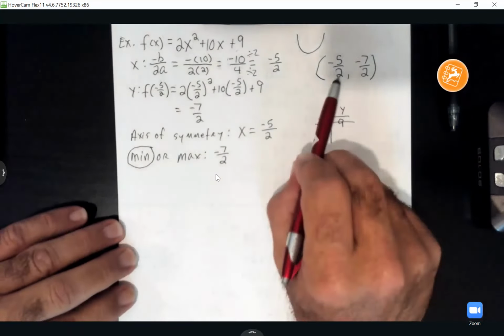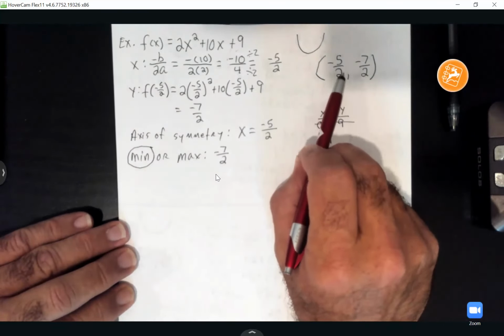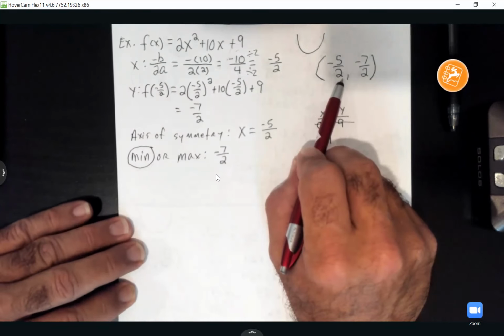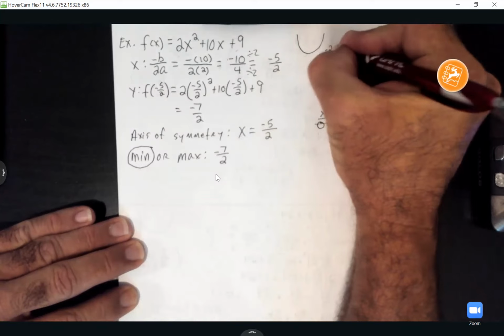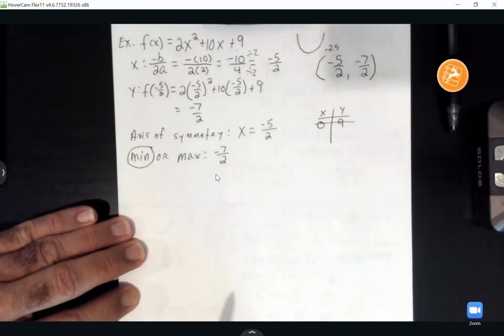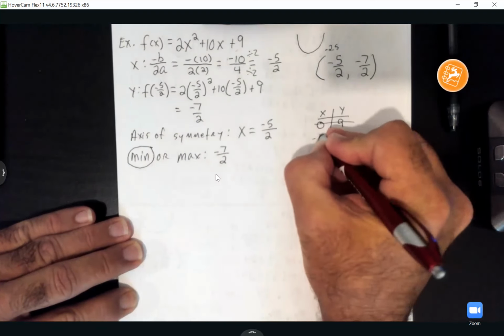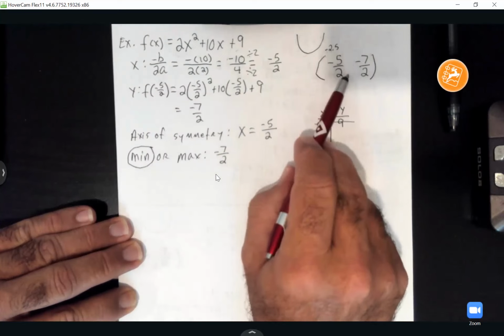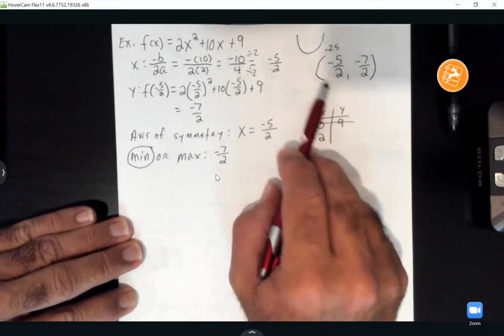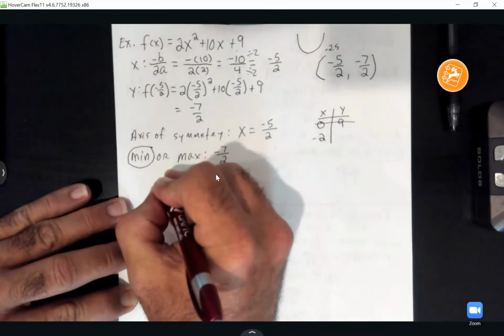So think about this. This X value, -5/2, that's like a -2.5 if you look at it as a decimal. So what I'm going to pick as my second X is going to be a -2. I would probably try a -2 or a -3, something that's sort of close to this, okay? So let's put a -2 in and see what happens.